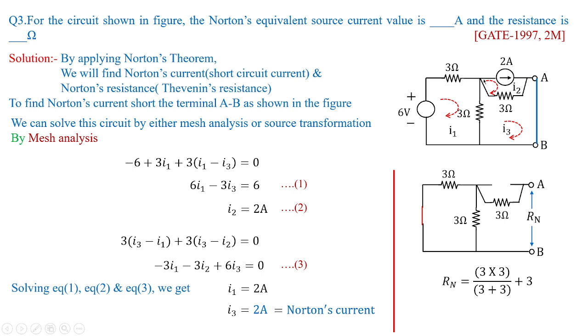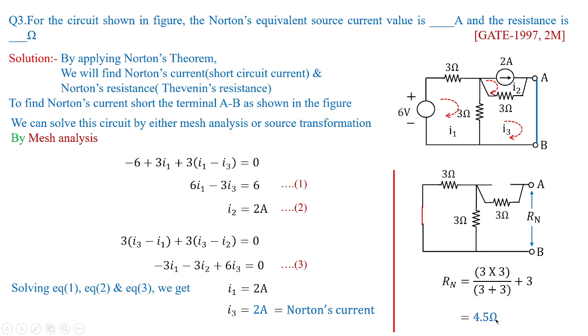Why 3? Because you can see the circuit is framed in such a fashion. The 3 ohms is parallel to the 2 amperes source, and the 2 amperes is open circuited. Thereby the 3 ohms comes into series combination with this parallel combination of 3 and 3. So this will give you the value as 4.5 ohms. So the answer for this problem which was asked in GATE 1997 for 2 marks would be 4.5 ohms.